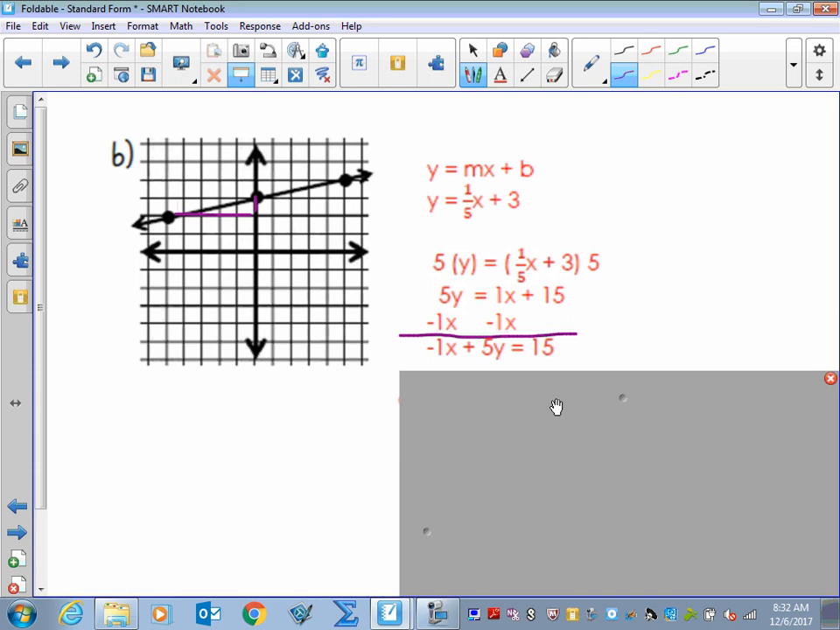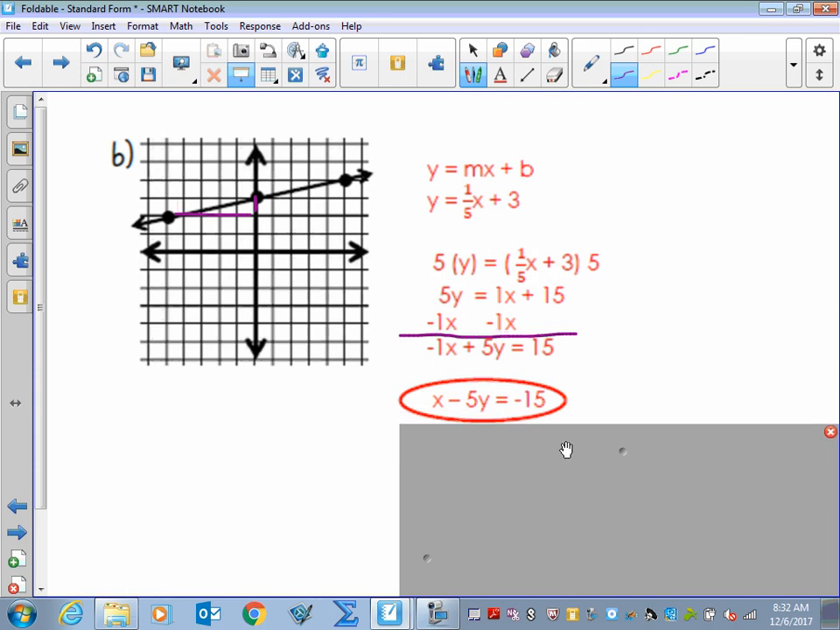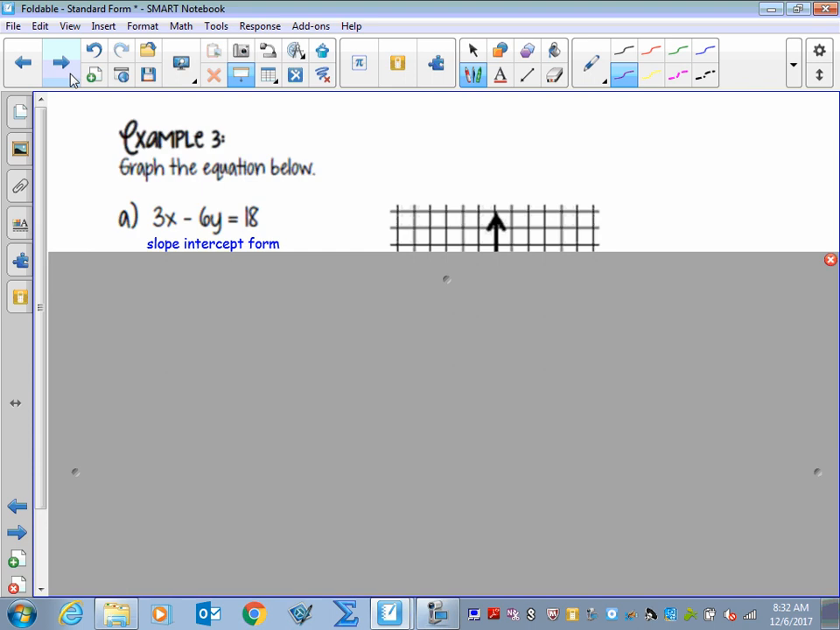So we have to then change the signs to everything, and so we ended up with positive x minus 5y equals negative 15. So when you change the signs, make sure you change the signs to all three terms. Okay? That's standard form. All right, so what if you are given the problem in standard form and you're asked to graph it?